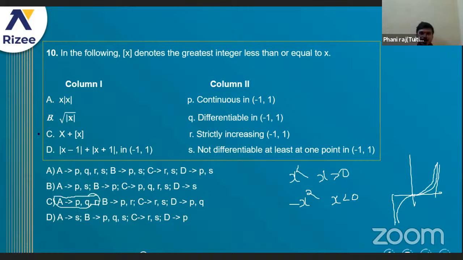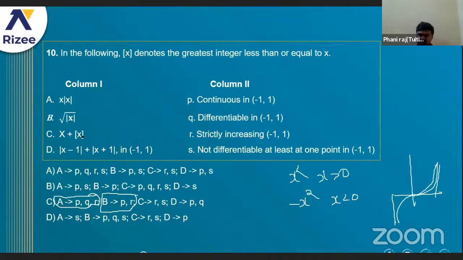Let's do it for B. It involves mod, so it's not differentiable. It is continuous. It is also strictly increasing because mod x is strictly increasing. It also is strictly increasing. So option B is P comma R. Option C. Is it continuous? No, because step x is not continuous. So continuous plus a discontinuous function at a given point is discontinuous.